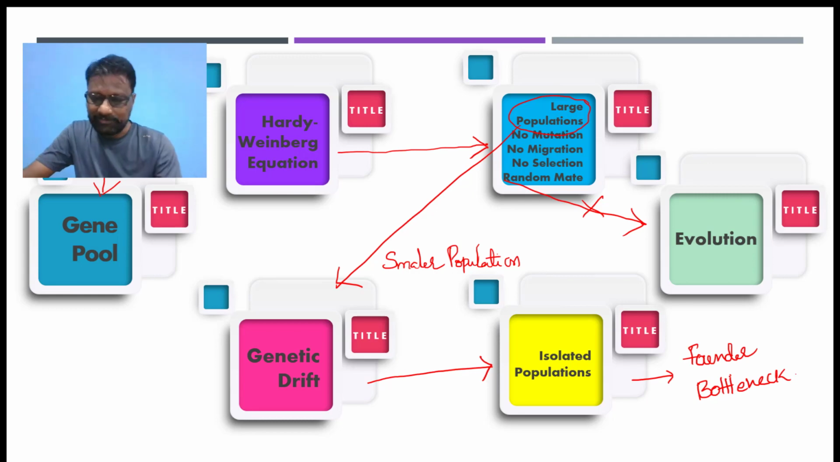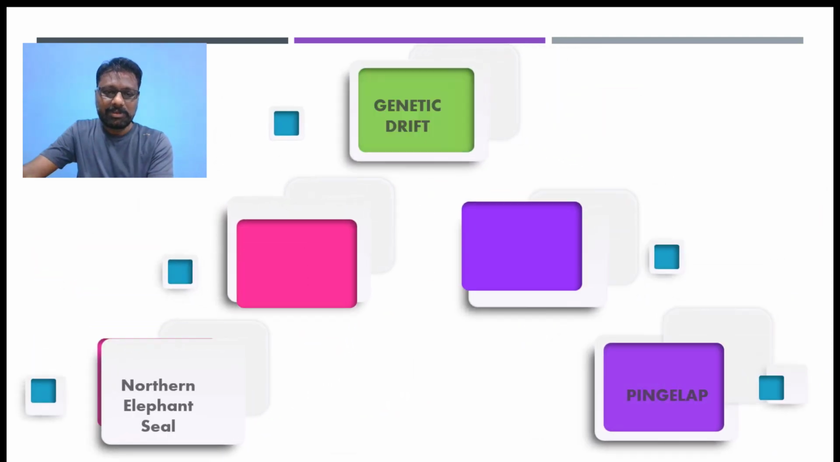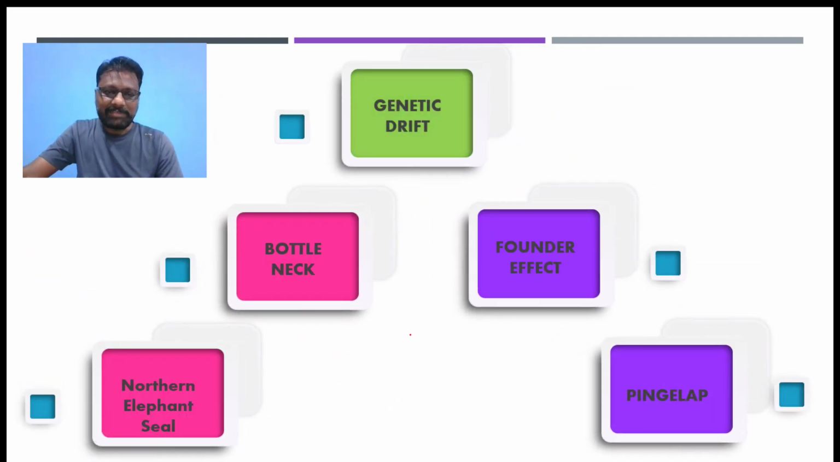They show the bottleneck effect. So when we talk about genetic drift, these are the two implications which we see as real world examples: one is the founder effect and the other is the bottleneck effect. These two are considered the major implications which we see due to genetic drift in populations.